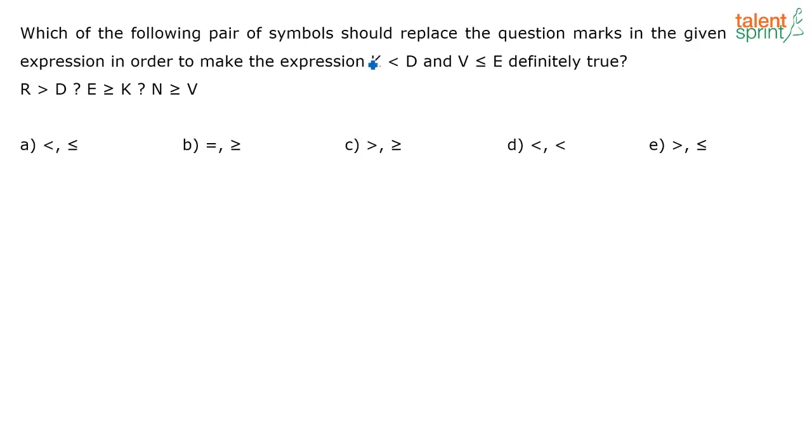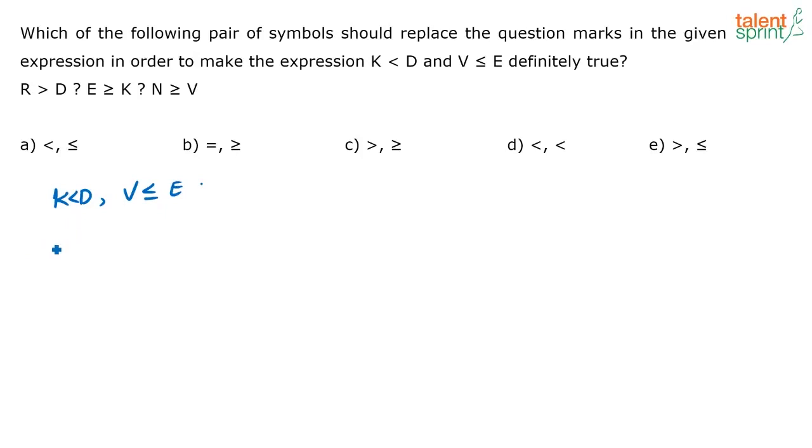Which of the following pair of symbols should replace the question marks in the given expression in order to make the expression K less than D and V less than or equal to E? Definitely true. So see, the best way to do is to try it out with options. So when you actually put in the options, what should you get? You should get K is less than D and V is less than or equal to E. This is what you should get.